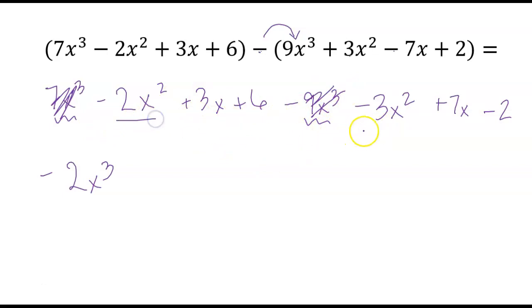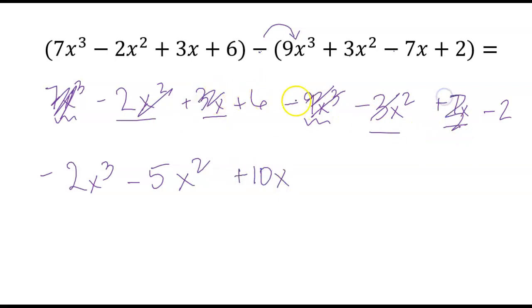I've got -2x squared and -3x squared. -2 minus 3 is -5x squared. I've got 3 x's and I'm going to add 7 x's to that. I'm going to get 10 x's. And 6 minus 2 is 4.